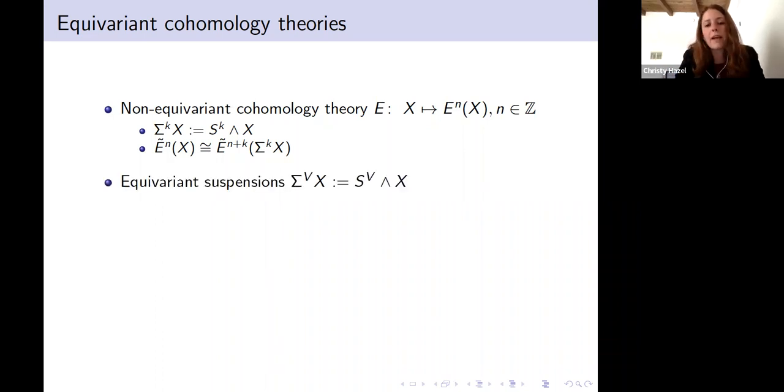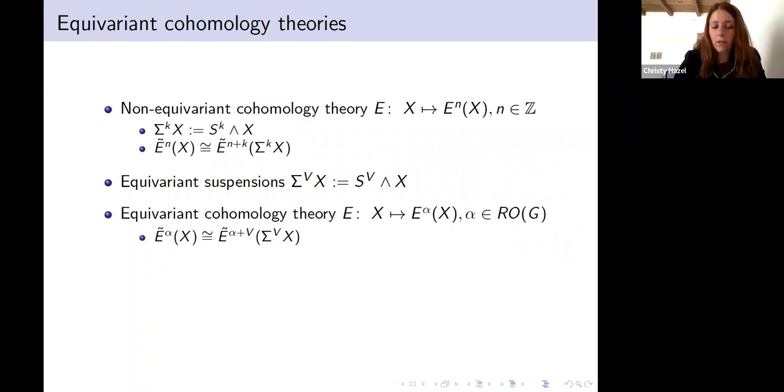In the previous slide, I told you these representation spheres, S^V, are now going to play the role that our spheres did in usual non-equivariant topology. So in particular, we have this notion of equivariant suspensions. Σ^V X is used to denote the Vth suspension of X, which is given by smashing X with S^V.